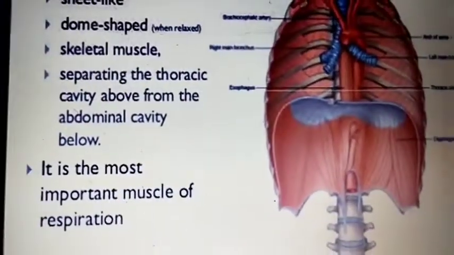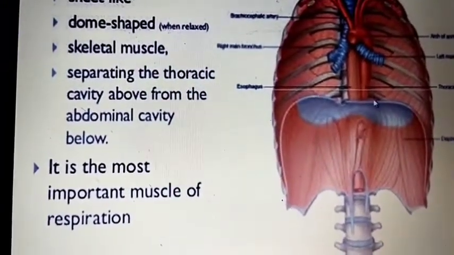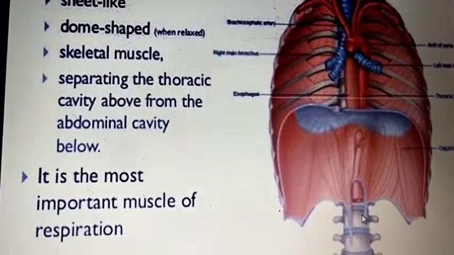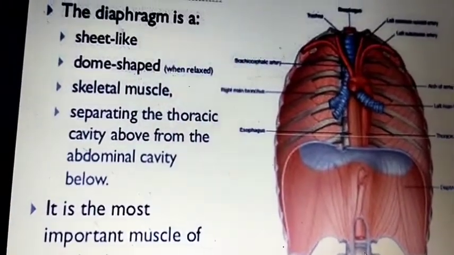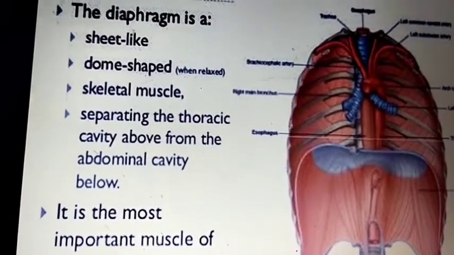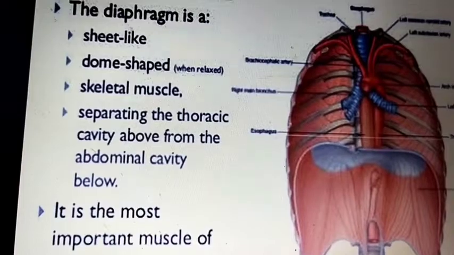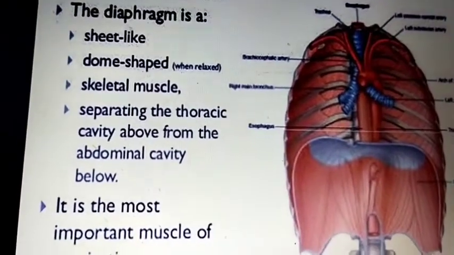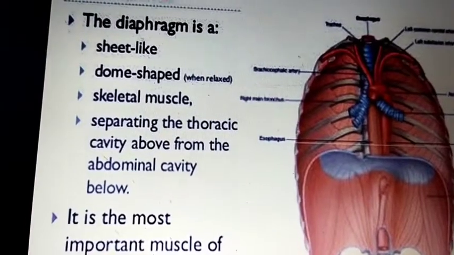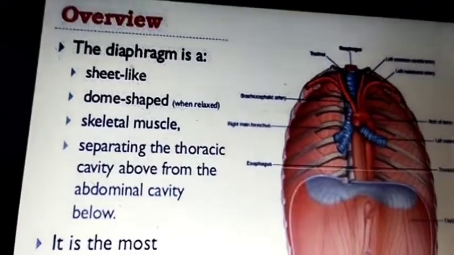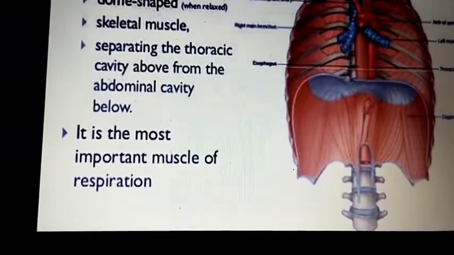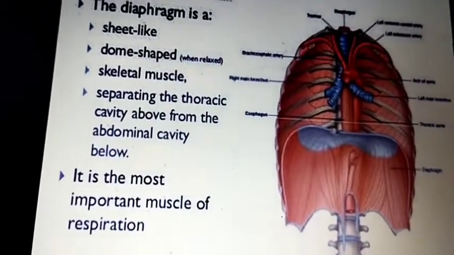You can see here how it is looking. It is looking dome shaped, or you can also say it looks like a parachute. Parachute shaped, and it is a skeletal muscle. First of all, skeletal muscle. And what does it do? It separates the thoracic cavity above from the abdominal cavity below. And it is the most important muscle of respiration.